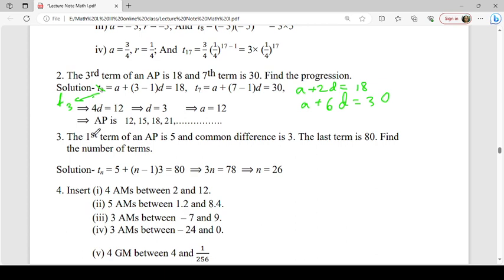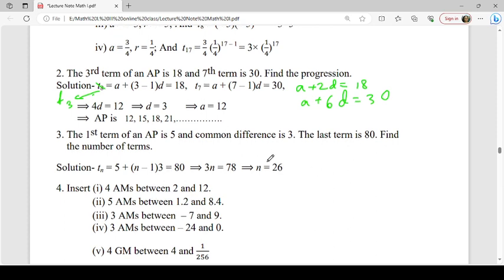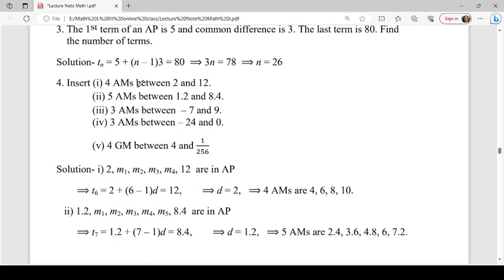And this one: the first term of an AP is 5, the common difference is 3, and the last term is 80. So the number of terms, we need to find n. So Tn is 5 plus (n minus 1) into 3, it is 80. This implies 3n is equal to 78, which implies n is equal to 26.